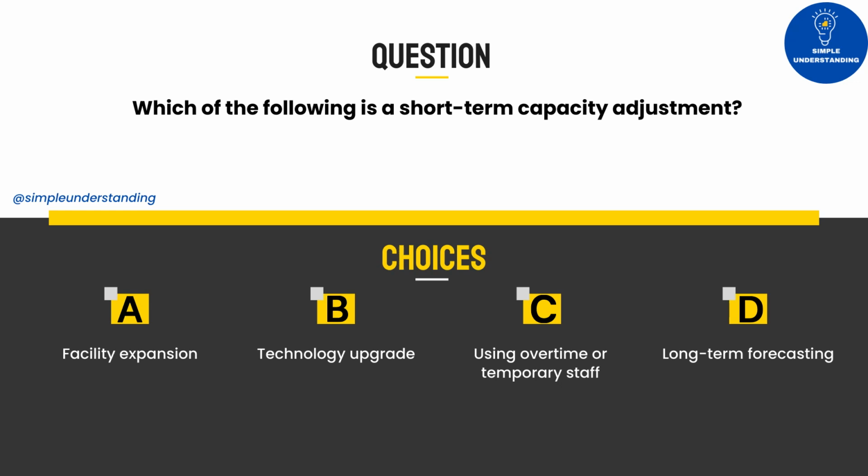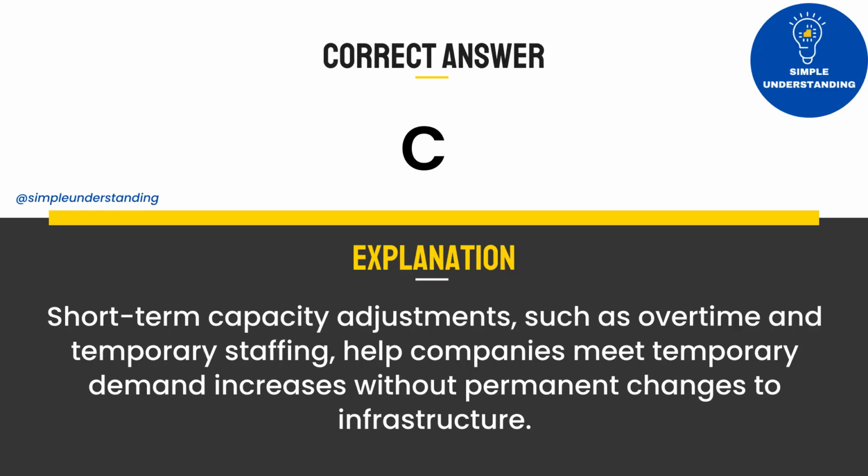3. Which of the following is a short-term capacity adjustment? A. Facility expansion. B. Technology upgrade. C. Using overtime or temporary staff. D. Long-term forecasting. Answer C. Explanation: Short-term capacity adjustments, such as overtime and temporary staffing, help companies meet temporary demand increases without permanent changes to infrastructure.